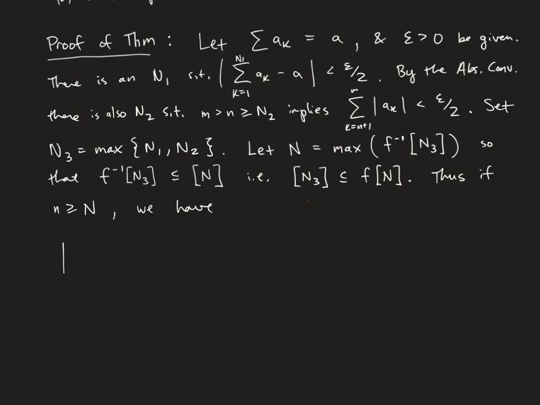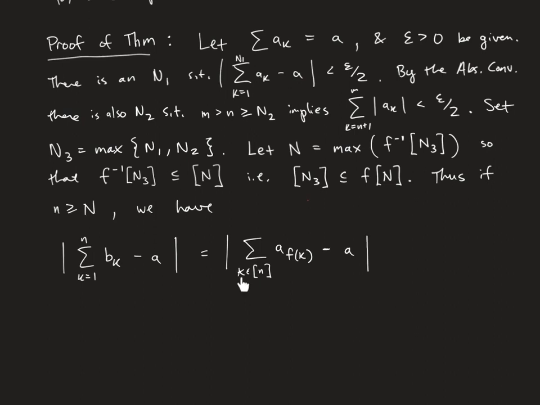the distance between this partial sum and A. What we can do is, this is the sum of the b_k's where k is in the first n natural numbers. And b_k, that's a of f of k, by definition.